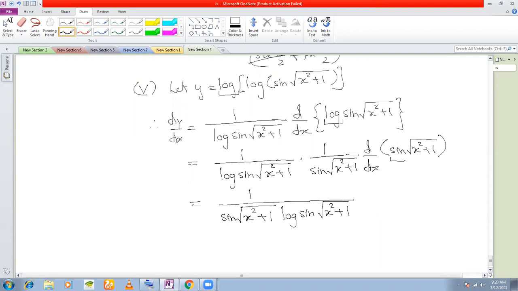First you differentiate the sin to get cos root x square plus 1 into the d/dx of root x square plus 1.